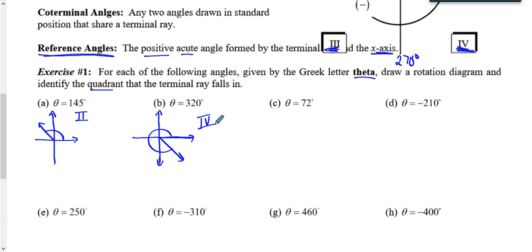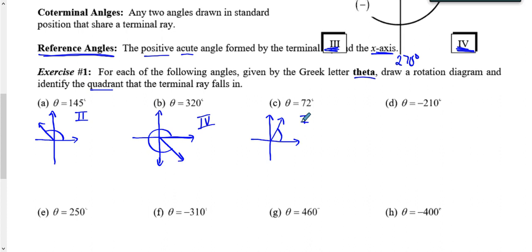All right, what about 72 degrees? Should be simple. It's less than 90, so it's probably like right here, right? What quadrant is that? Quadrant 1. That's in 1.